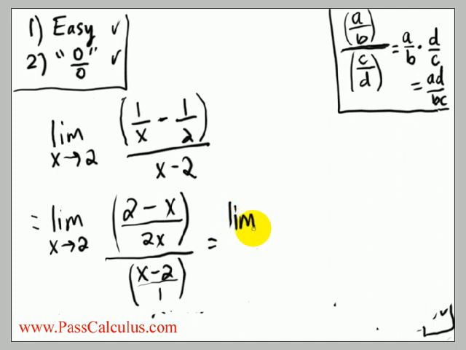So that's the limit as x goes to 2. You keep the top the same, but the bottom is going to be flipped. So it's 1 over x minus 2.